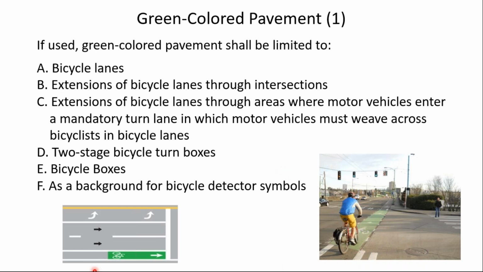Green colored pavement is addressed in the MUTCD, and its use is not a requirement, but notice if it's used, green colored pavement shall be limited to bike lanes, extensions of bike lanes through intersections, as you see in the right-hand photo there, extensions of bike lanes through areas where motor vehicles enter a mandatory turn lane in which motor vehicles must weave across bicycles in bike lanes, 2-stage bike turn boxes, which we'll talk about, bicycle boxes we'll also talk about, and then also as a background for the bicycle detector symbol.